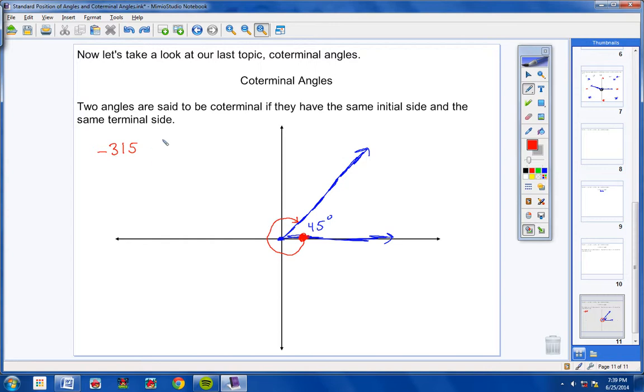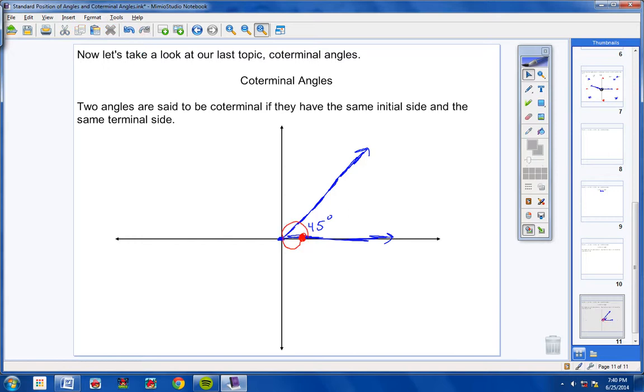Let's find another negative coterminal angle for 45 degrees. Well, let's just go around twice. So we'll start here. We'll go around once. That's 360. Sorry about that. Let's see if we can fix this. There we go. Okay, we're going to go around once. That's 360.